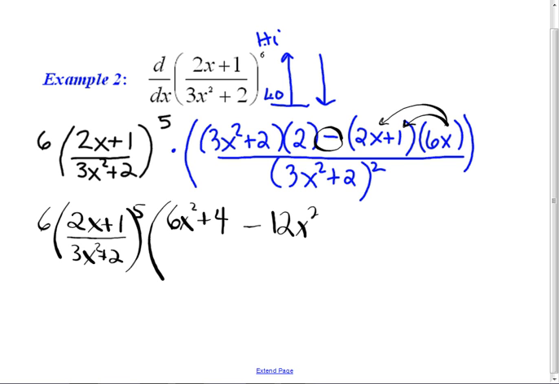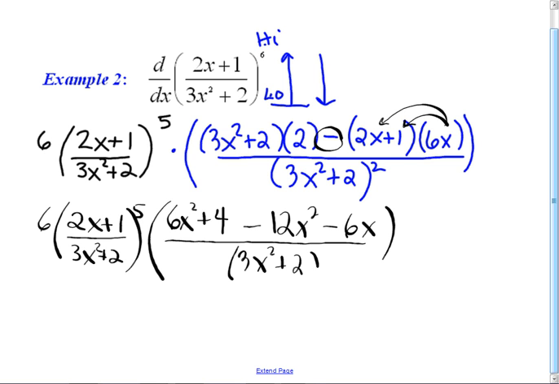And by the way, I've been doing this for years. I still do the arrows. That's going to give you 6x, but don't forget the minus. I think sometimes you guys go through it too fast and you miss those negative signs. That's my guess. All over this. 3x squared plus 2 squared.